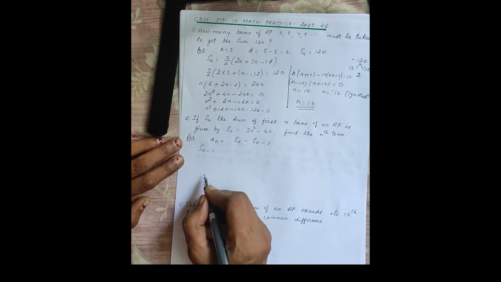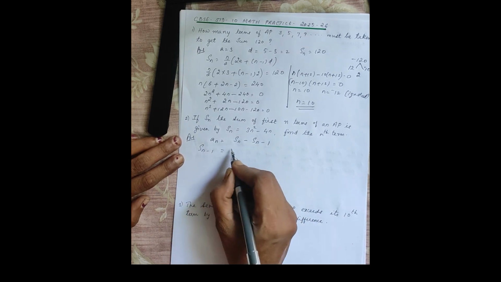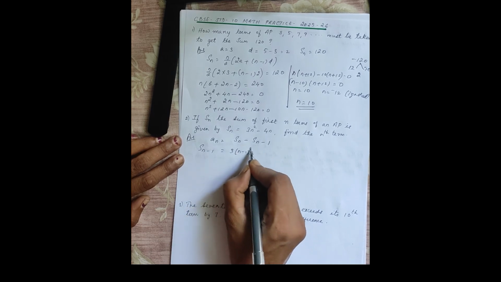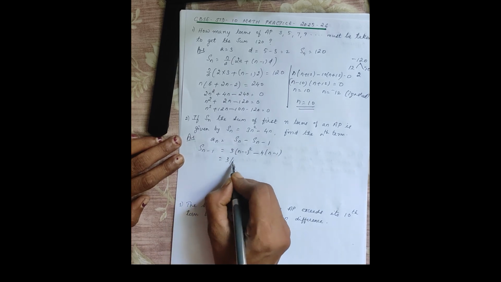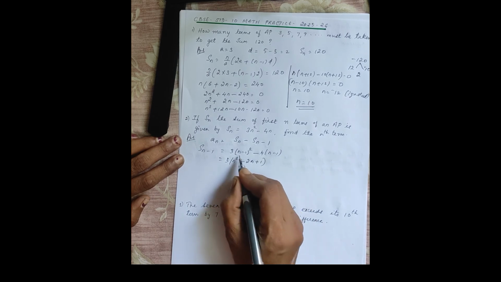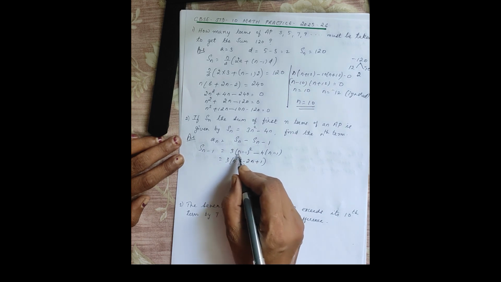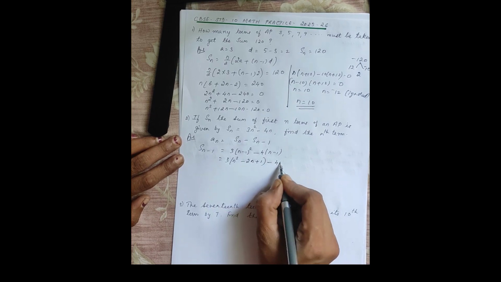So first you should get the value of Sn minus 1. Sn we already have. Sn minus 1 is equal to, in the place of n, n minus 1, so 3 into n minus 1 whole square minus 4 into n minus 1. So here 3 into n square minus 2n plus 1. This is the second identity, a minus b the whole square. So n square, 2 into n into 1, that is 2n, plus 1, minus 4n plus 4.